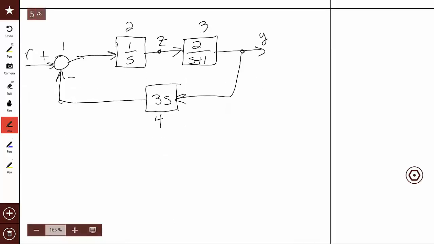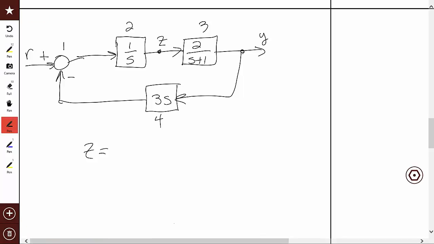Okay, I see that Z is coming out of guy number two, so I'm going to write the equation for that guy. Z equals. What is the formula for that box? 1/S. It's 1/S times whatever's going in. Well, what's going in? It's the output from number one, isn't it? Okay, so I'm going to call it O1, output from one.